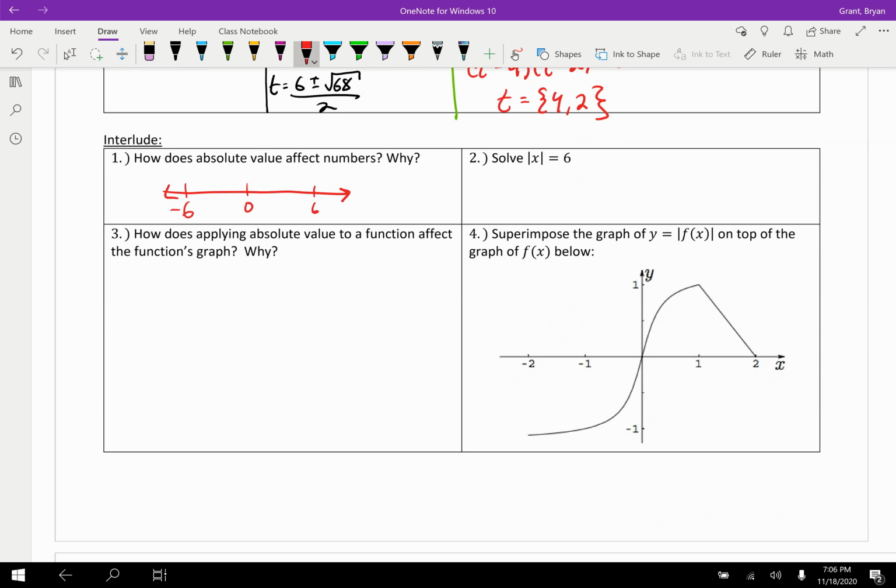So we say that absolute value has the property where it makes a value positive, right? Both of these become positive 6. So if we wanted to solve the absolute value of x equals 6, what do we actually do? Well, we make 2 equations, where one equation is x equals 6, and the other equation is x equals negative 6, right? We make 2 equations, one positive, one negative.